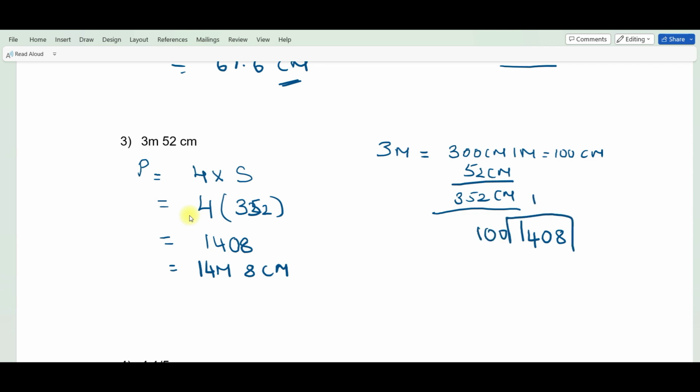Okay, 100 1 time would give me 100, so I have 4 0 and I bring this 8 here. So 14 times, 4 times will give me 400. Now I have 8 as a remainder. So this becomes meters and this becomes centimeters. So this is how you convert from meters to centimeters. As all of us know, 1 meter would be 100 centimeters.